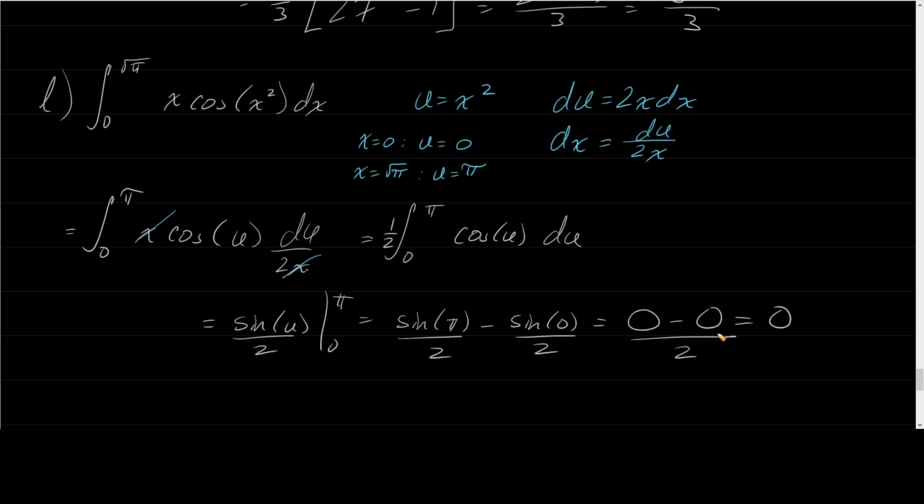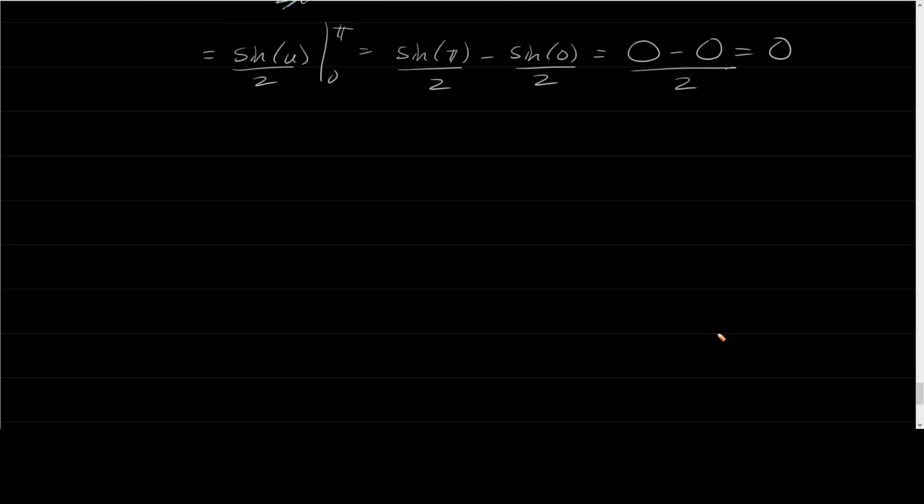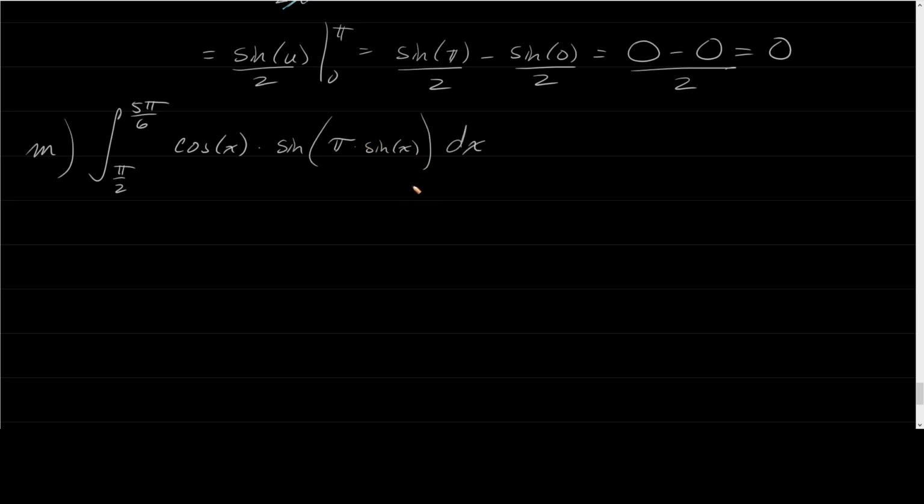All right. Let's do another one. So that was L. M. Let's say that I have the integral from pi over 2 to 5 pi over 6 of cosine of x times sine of pi times sine of x dx. So here we go.